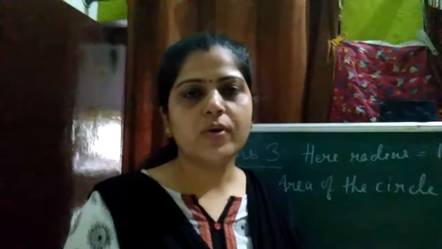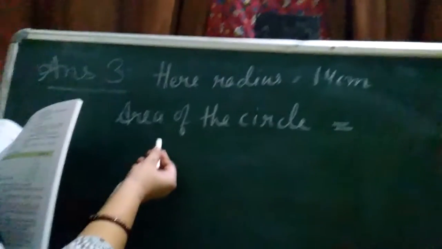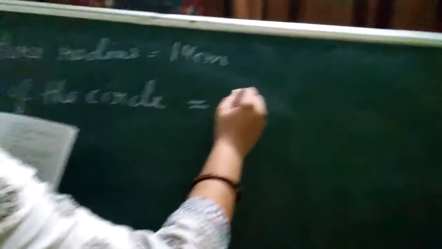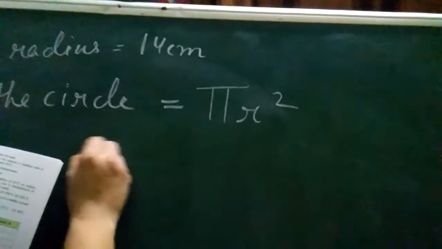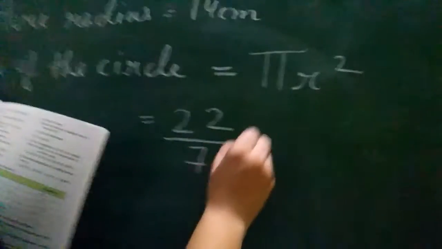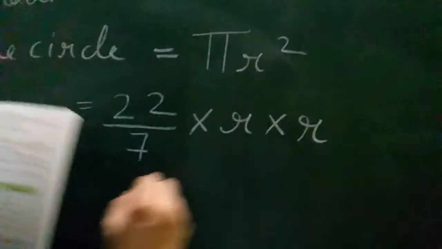Let's move to the third question. A flat circular plate has radius 14 centimeter. What is the area of the plate? Now here the radius they have given is 14 centimeter. So the plate is circular in shape, so we will find the area of the circle. And what is the formula for the area of the circle? This is pi r square. So what is the value of pi? Pi is 22 divided by 7 into radius into radius.